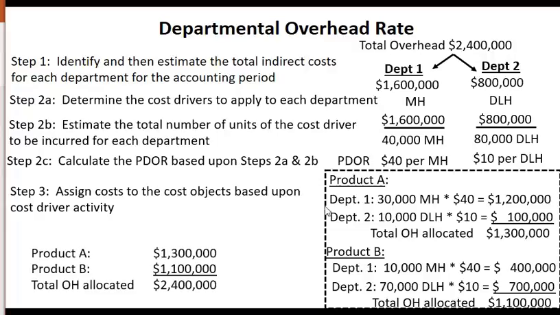And now we can do a reconciliation of our costs, because we know we're going to charge $1,300,000 worth of overhead to product A and $1,100,000 worth of overhead to product line B. When we add these two together, that adds back to the total overhead that we've allocated. So that's a very simple example of how we can use different departmental overhead rates. Those different departmental overhead rates can be based upon separate cost pools, and we can use different cost drivers, as opposed to a single overhead rate where we have a single overhead cost pool and a single overhead cost driver.